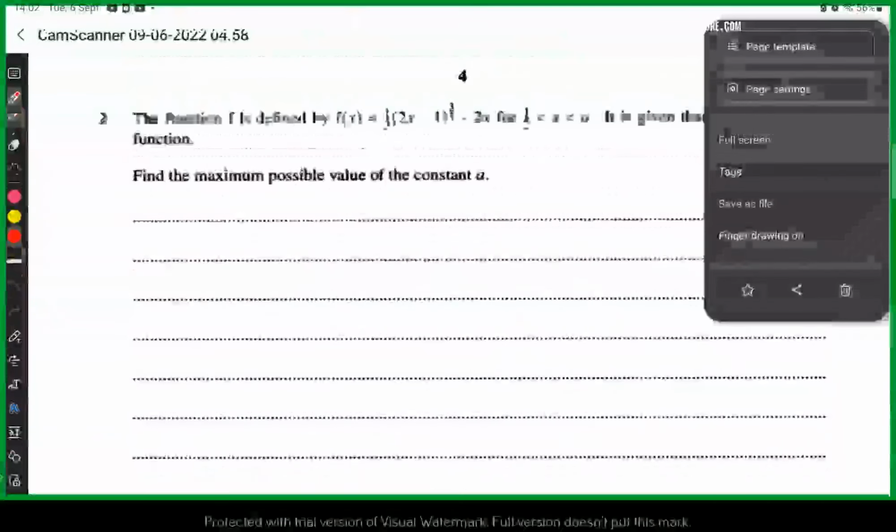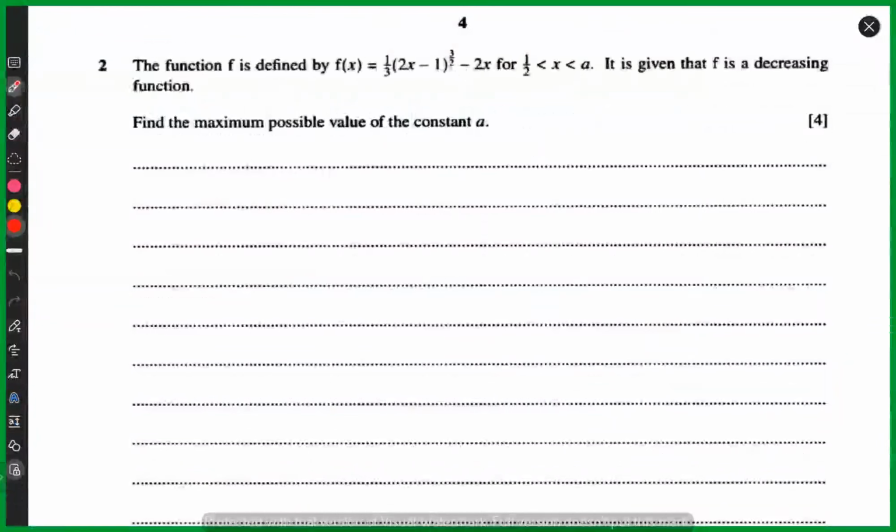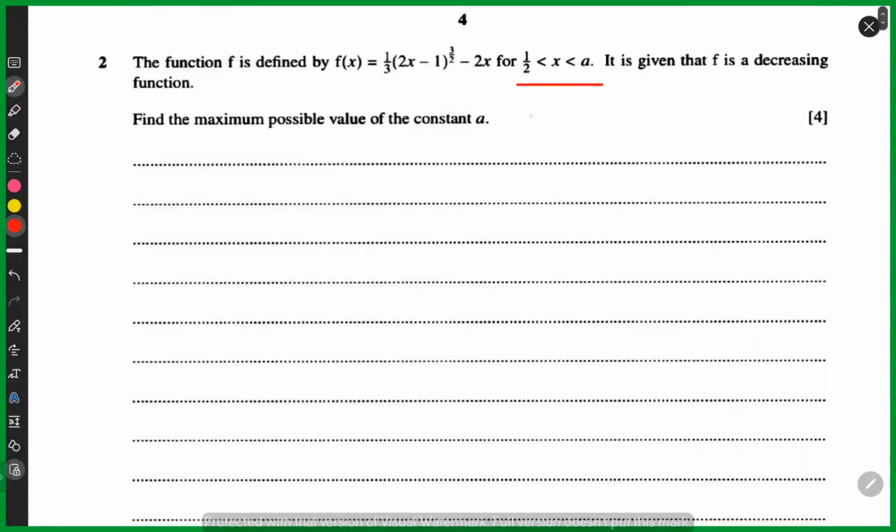Okay, so this is the question. The function f is defined by f of x equals something, something, something for x between 1 by 2 and a. It is given that f is a decreasing function. Find the maximum possible value of the constant a. Now it is very, very important and very, very interesting as well at the same time.